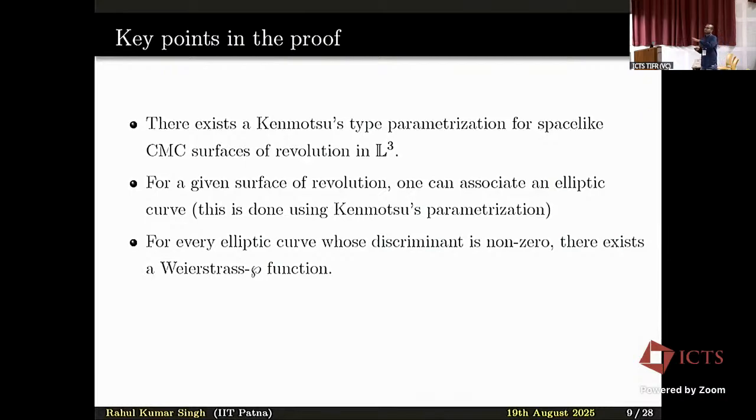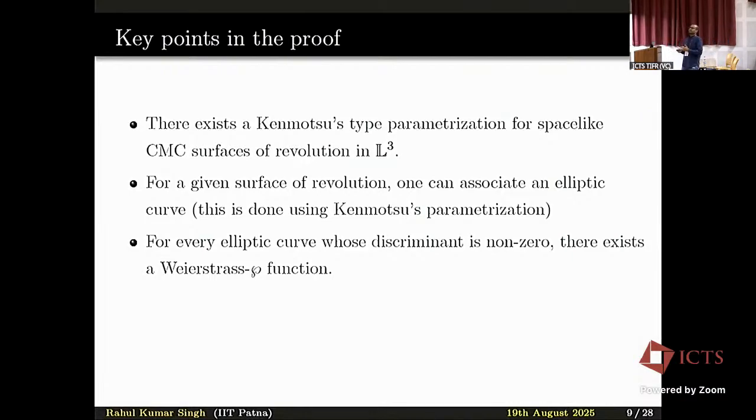So yeah, and the third point is, once you have an elliptic curve, associate an elliptic curve. Somehow we were able to also show that the elliptic curves which you are going to get are going to have a non-zero discriminant, meaning the elliptic curves in general are not smooth. They can have singularities, but in our case, all the elliptic curves we are getting corresponding to some CMC surface of revolution are going to be smooth.